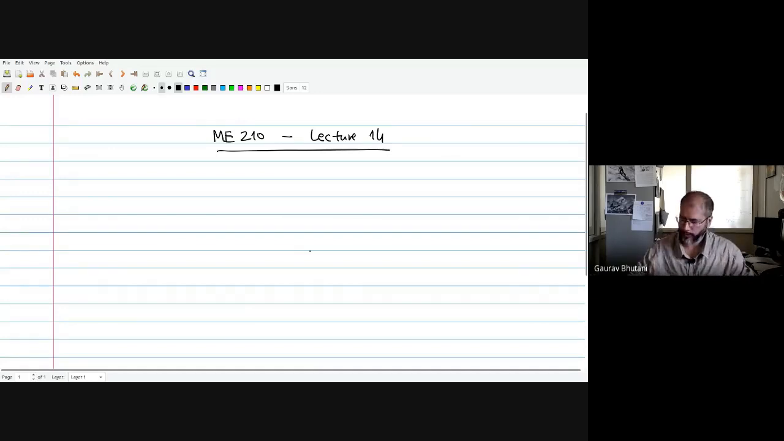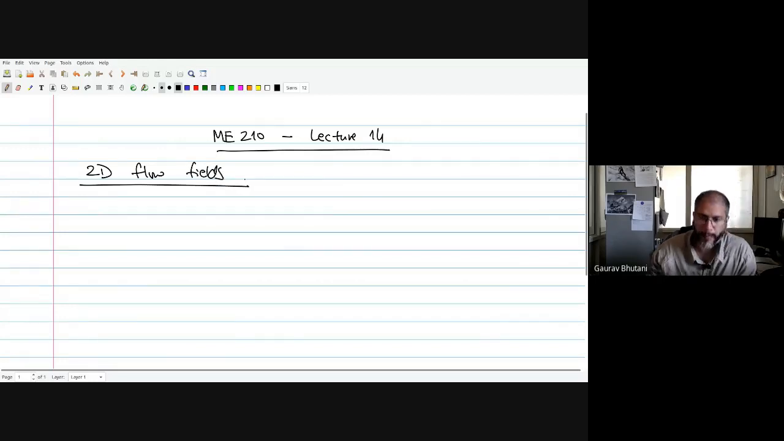So let's quickly recap. This trick only works for flow fields which are in 2 dimensions. So the flow is happening in a plane. And there are many situations where you can approximate that the flow is 2 dimensional, although the third dimension physically exists, but there is no change in the third dimension. So we can approximate the flow as 2 dimensional.